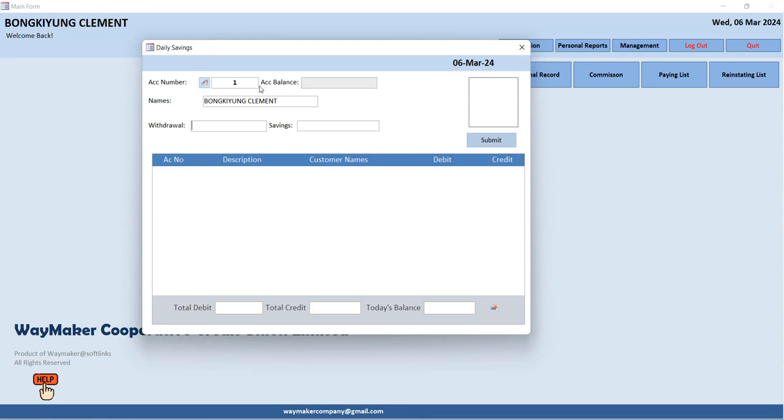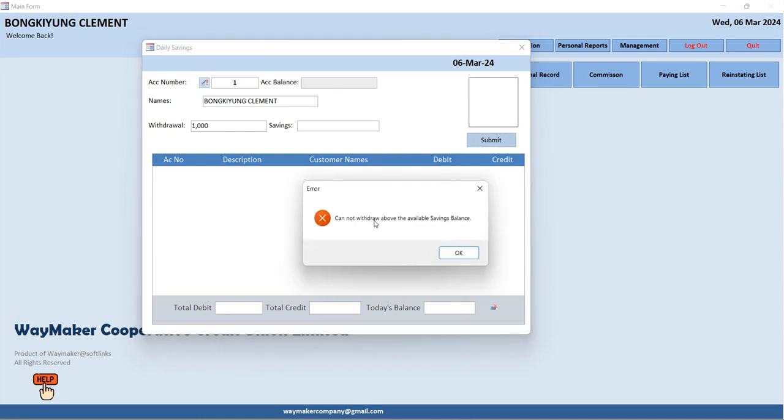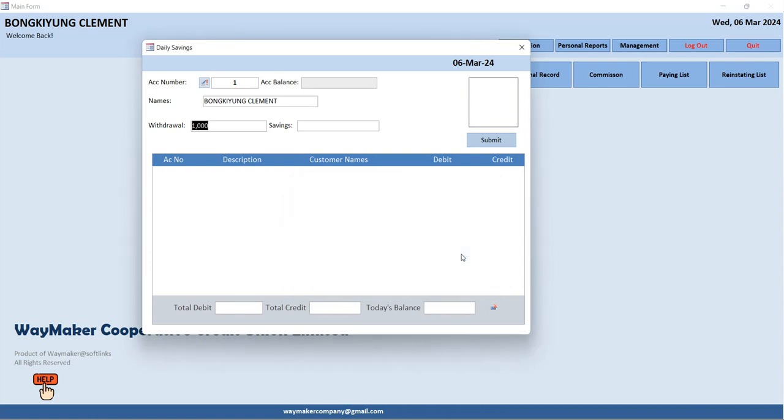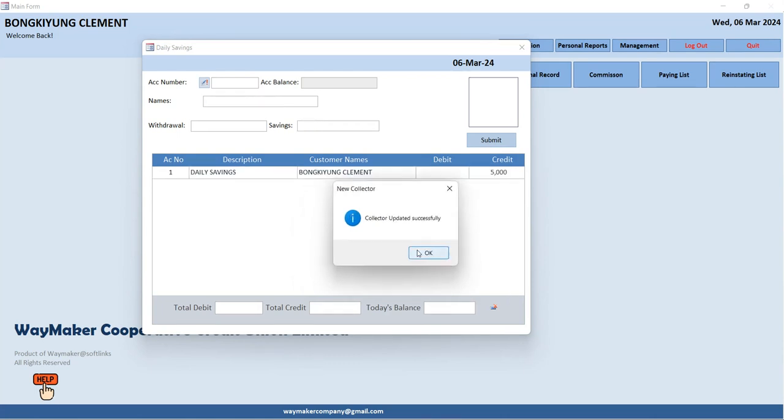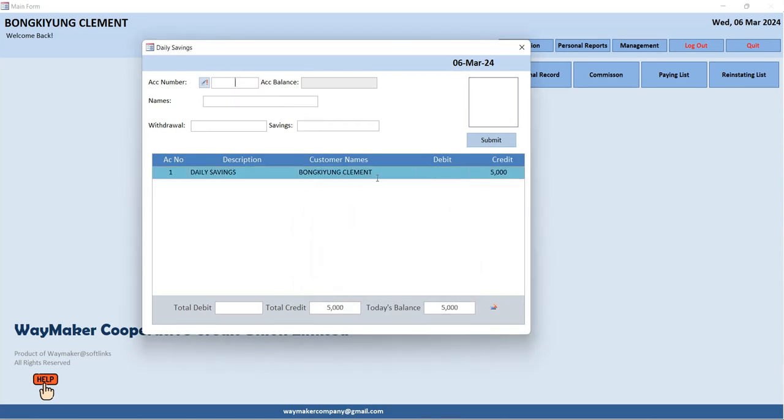For instance, account 1 does not have any savings as of now. So if you try to withdraw an amount, it tells you cannot withdraw above the available savings balance, because the balance is 0. However, you can save some money into this account. Click on submit. Automatically, the record validates immediately.